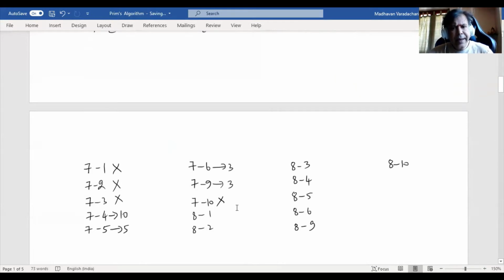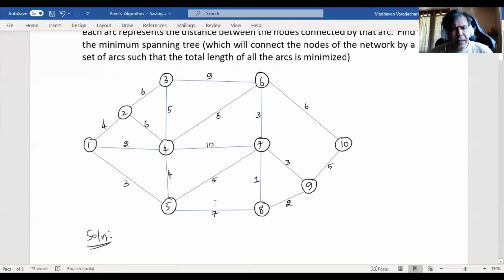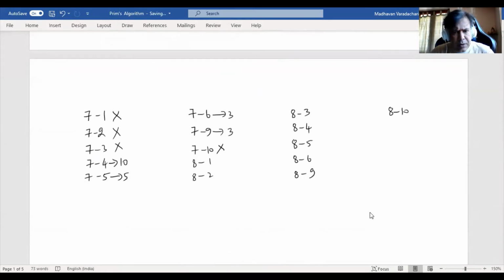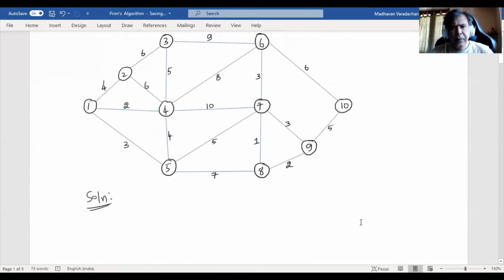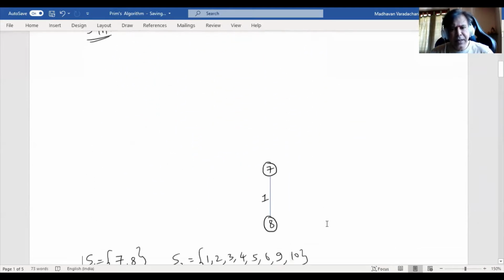Then 8 to 1. 8 is here, 1 is here. There is no arc connecting those two, so I put a cross there. Similarly, 8 to 2, there is no arc. 8 to 3, there is no arc. 8 to 4, there is no arc. 8 to 5. 8 is here, 5 is here. Yes, there is an arc and the distance is 7.